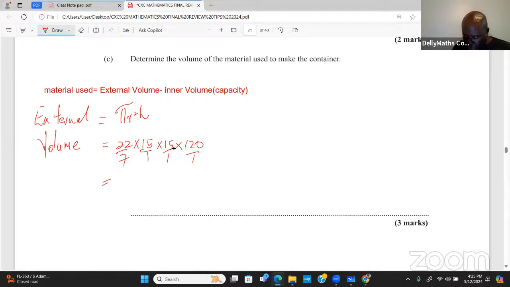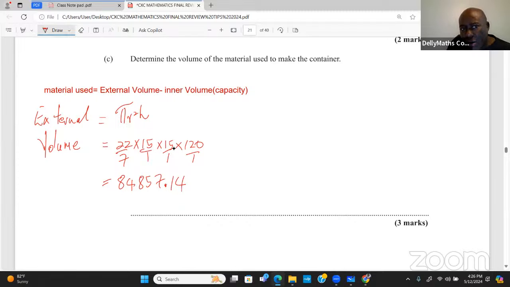22 times 15 square times 120, divided by 7. All right, so I'm getting some 84,857.14. I stop at two decimal places there. That's what I did. So this is the external.